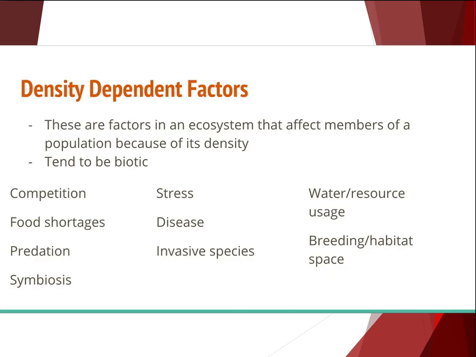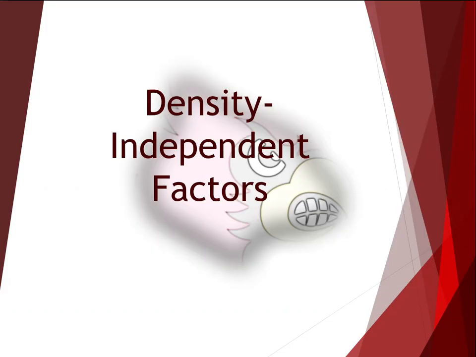Density-dependent factors are generally biotic or living components. Resource availability is one notable exception, as these resources can either be biotic, such as prey numbers, like we just mentioned, or abiotic, such as the availability of water.